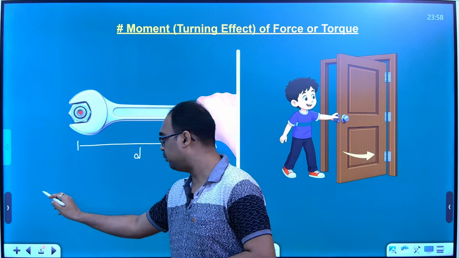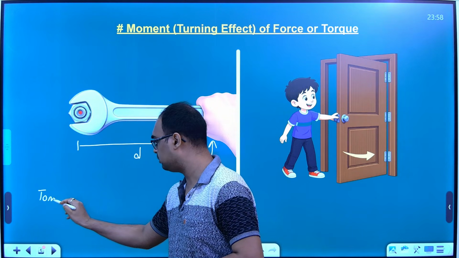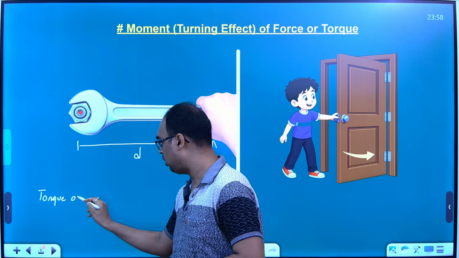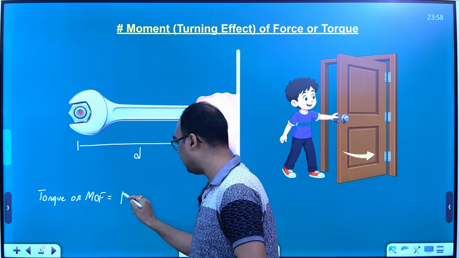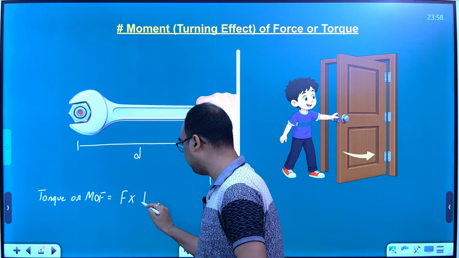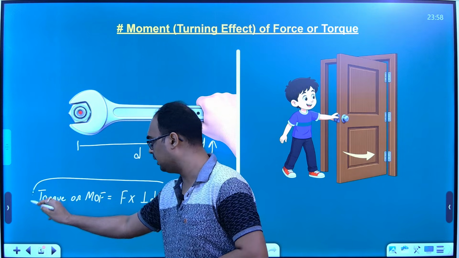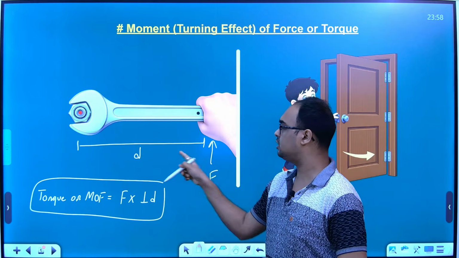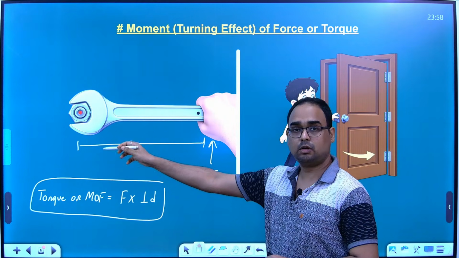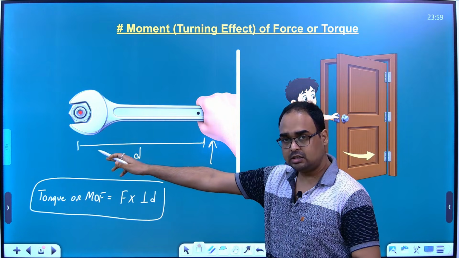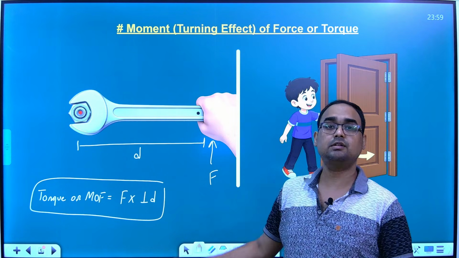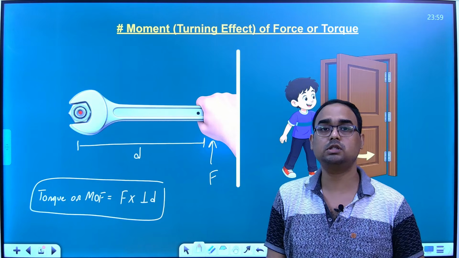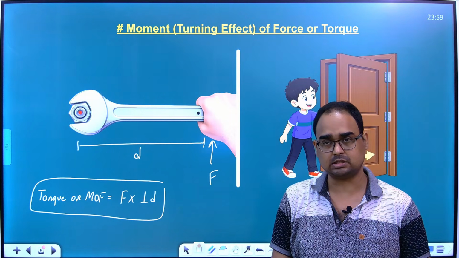Torque or MOF, MOF is the short form of moment of force, has the formula F into D. What is D? Perpendicular D. It means the distance from the pivot or the nut to the force in a perpendicular manner. That is the formula of torque: force into perpendicular distance.